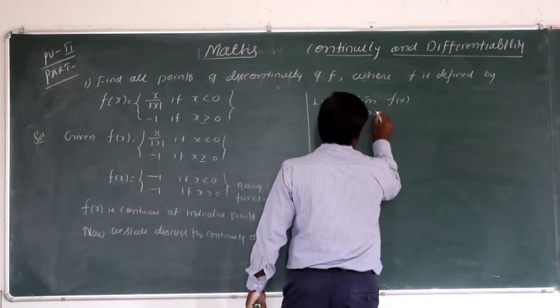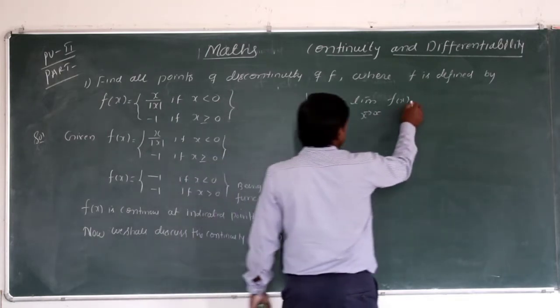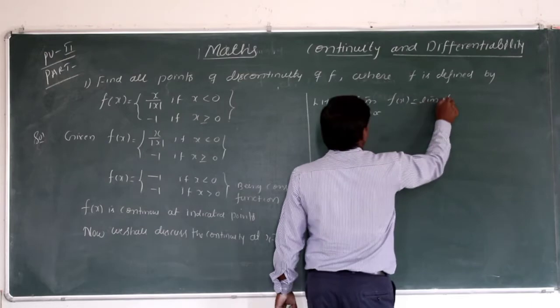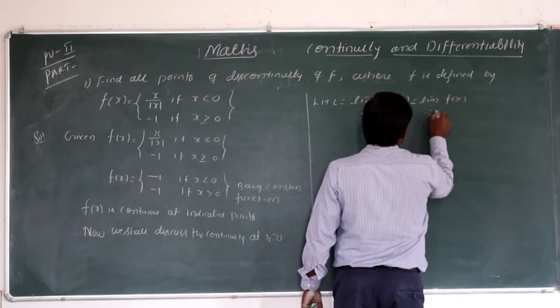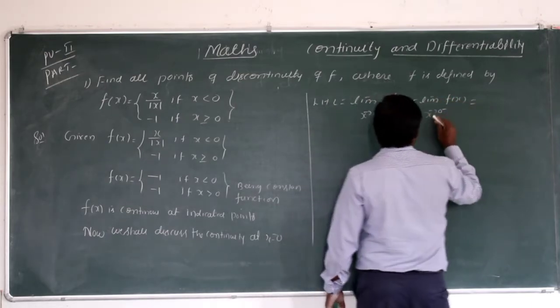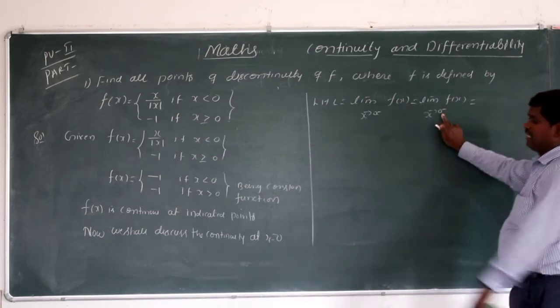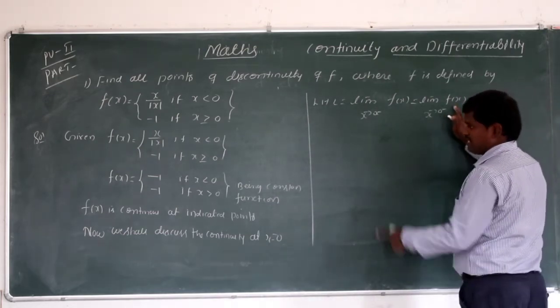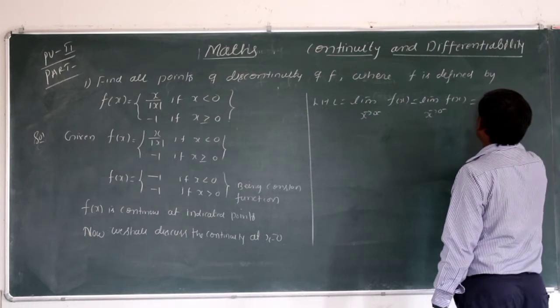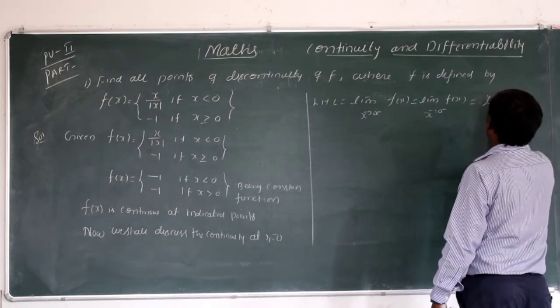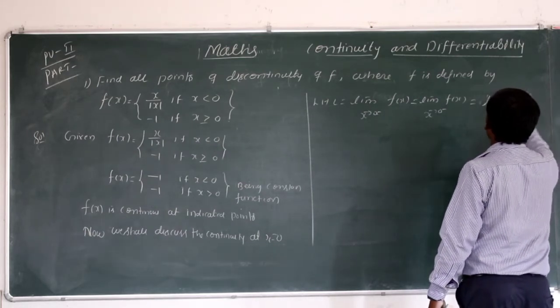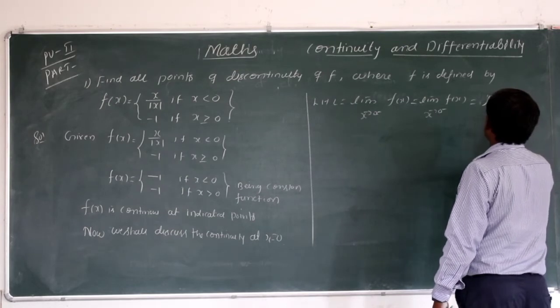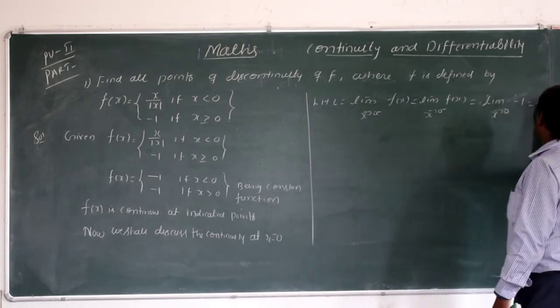So generally it is a minus. So the limit of f of x as x tends to 0 minus. Therefore x is less than 0, and f of x is minus 1. So the limit of f of x is the limit of minus 1 as x tends to 0. Applying the limit, we get minus 1.